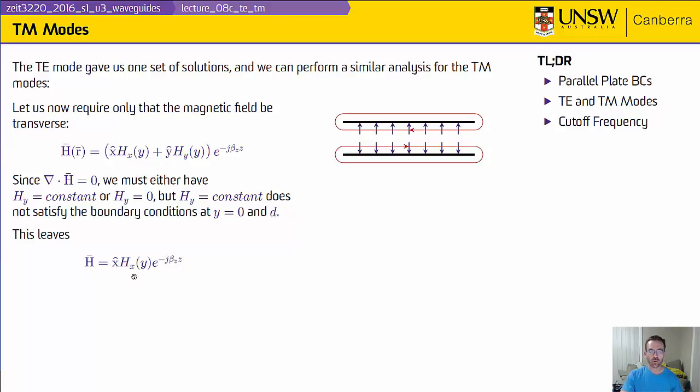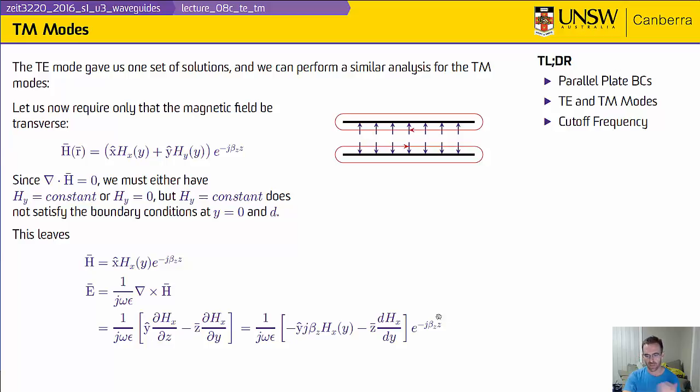Once we've stipulated, or once we've determined that the H field has only its x component, we can plug it into the Maxwell's equation to get the electric field in terms of the x component. And just as we saw in the TE case, we have an expression of this form. Once I solve for h sub x, I can use it to compute the y and z components of my electric field. And they have this functional behavior.